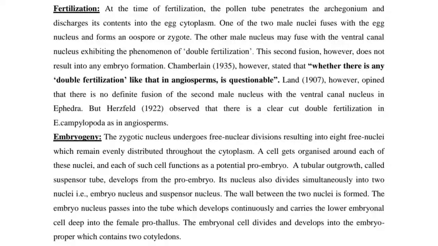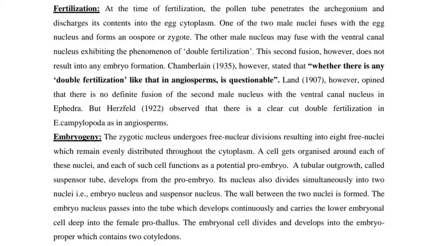Fertilization. At the time of fertilization, the pollen tube penetrates the archegonium and discharges its contents into the egg cytoplasm. One of the 2 male nuclei fuses with the egg nucleus and forms an oospore or zygote. The other male nucleus may fuse with the ventral canal nucleus, exhibiting the phenomenon of double fertilization. The second fusion, however, does not result in any embryo formation.